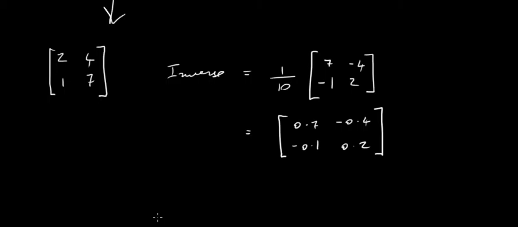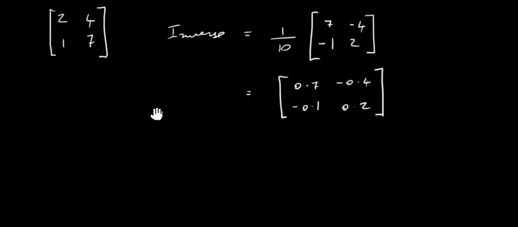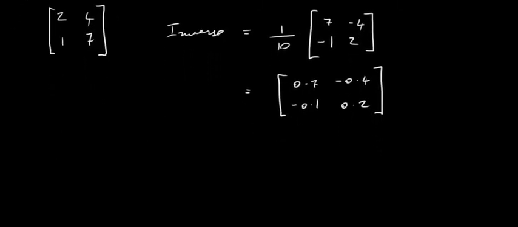So what happens if I multiply this matrix here by its inverse? We should get the identity matrix. So let's just have a look at doing that. We'll start with 2, 4 here. Again, let's say this is A. So what I'm going to do is take A, multiply it by its inverse, and I should get I. Now, that's the identity matrix, the 2 by 2 identity matrix.